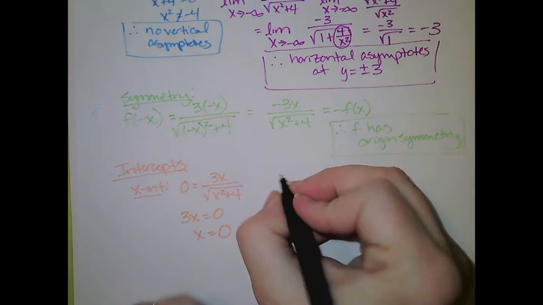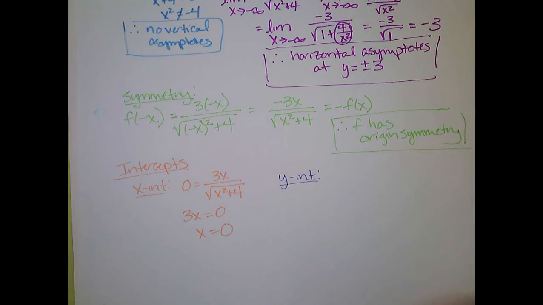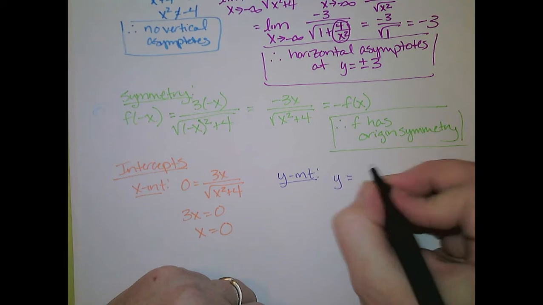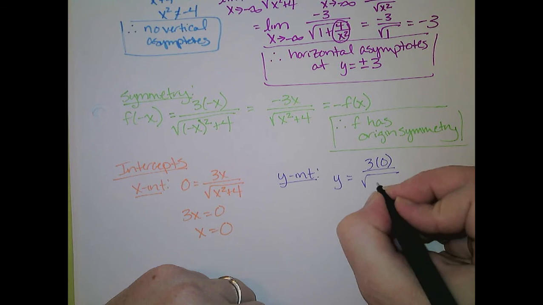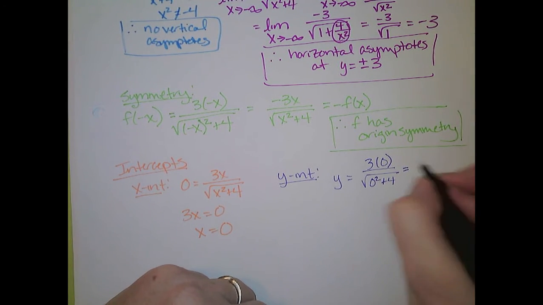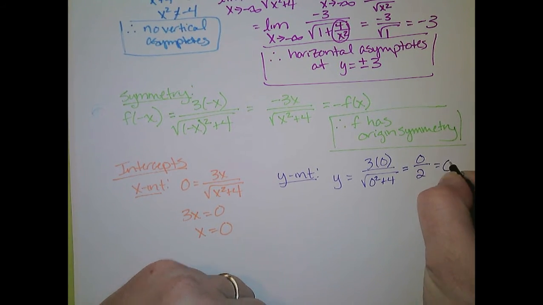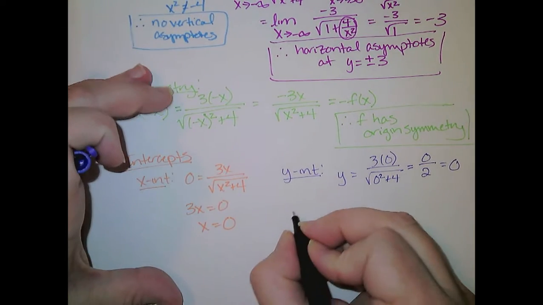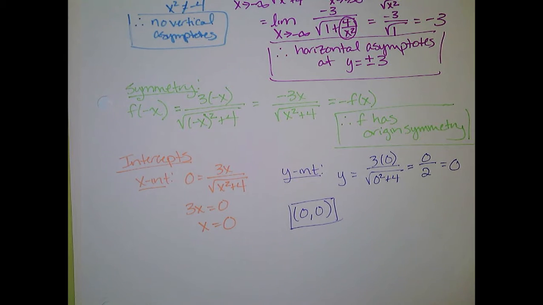To find the y-intercept, we're looking for our y value or our function value when x is 0. So we'd have 3 times 0 is 0, divided by the square root of 4, which is 2, which gives us 0. So again, here, both the x and y-intercept are the same point at the origin.